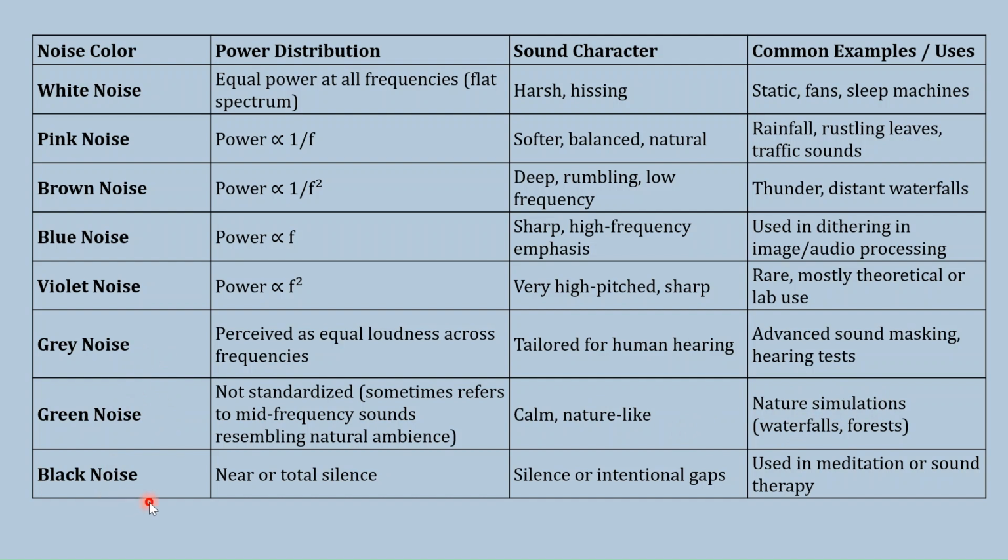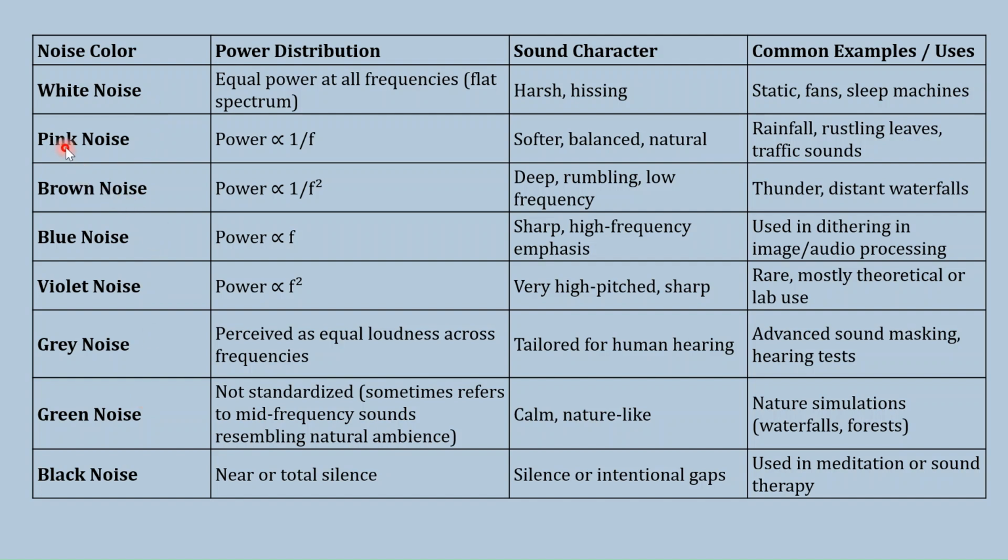Next we have the black noise. It is opposite of the white noise. There we were having the equal power at all the frequencies. Here we have the zero, that is near or the total silence. So this is characterized with the silence or the intentional gaps, and it is mainly used in the meditation or the sound therapy. Each of the noise color has different characteristics.